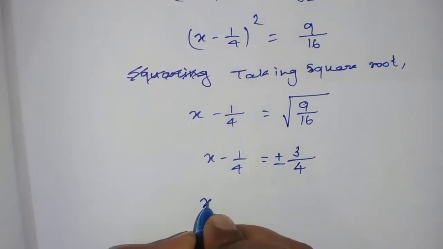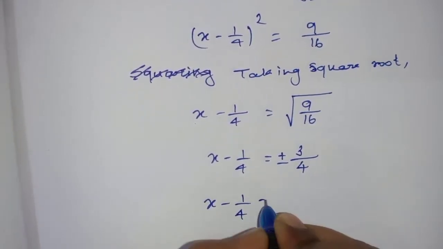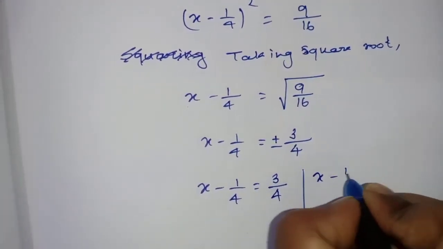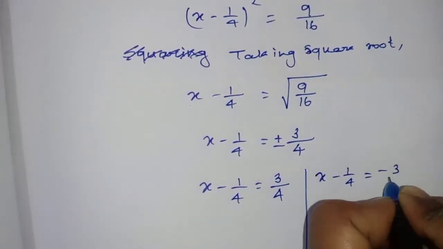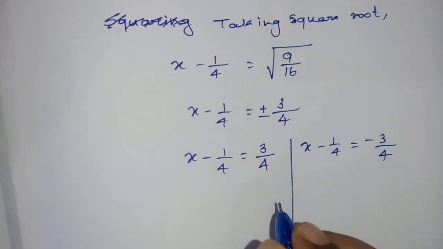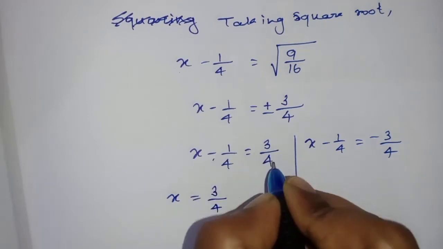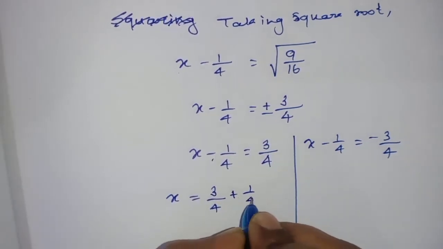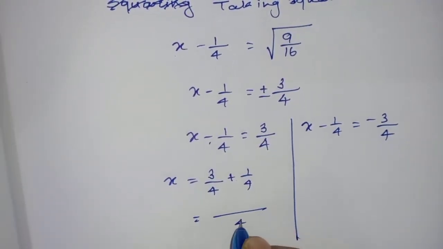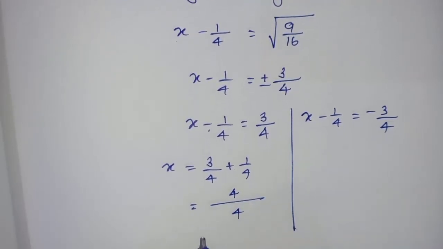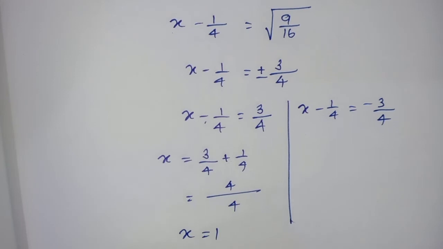Okay. So, x minus 1 by 4 equal to first plus 3 by 4. Next, x minus 1 by 4 equal to minus 3 by 4. So, இப்போ simplify பண்ணிரலாம். x is equal to 3 by 4 plus 1 by 4. So, same denominator 4 தான், add the numerator 3 plus 1 is 4. So, 4 by 4 cancel ஆயிரும். So, x ஓட value 1.